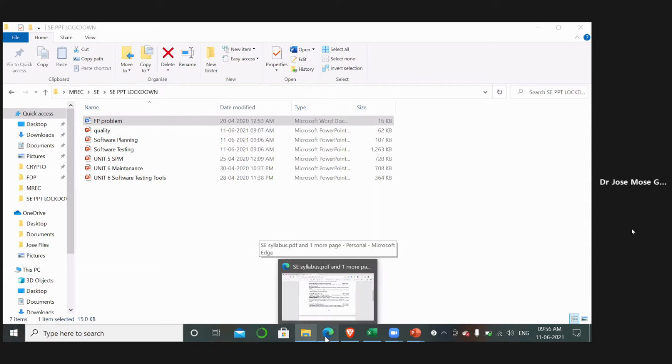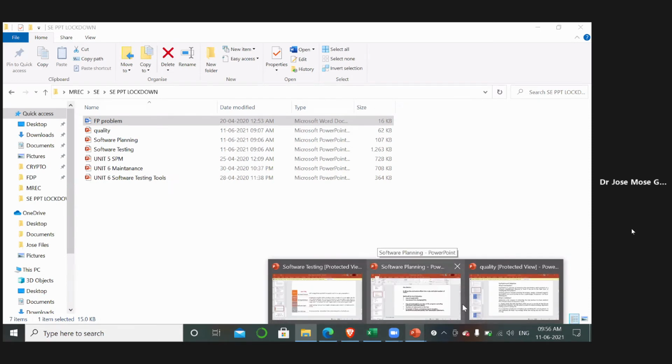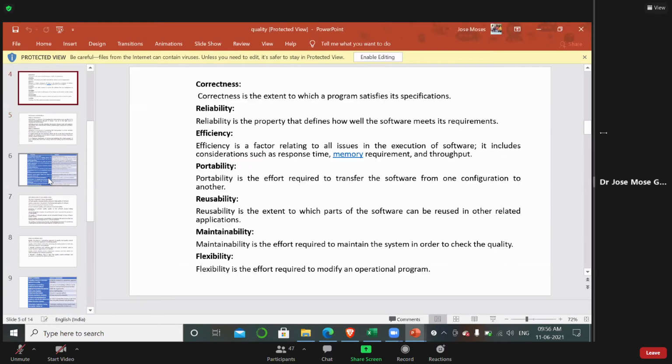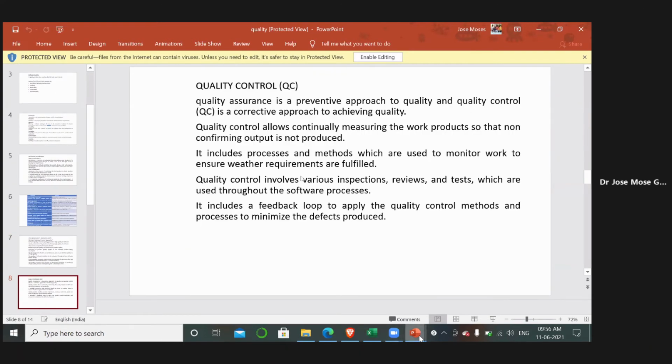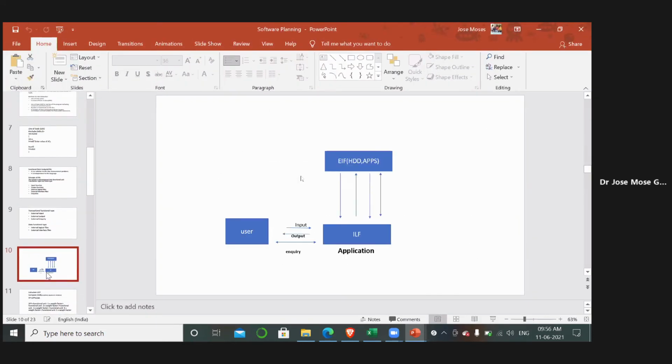We will discuss one more problem with reference to FP analysis, which is there in my PPT. I did not discuss this, I guess. Just a minute. All of you try to solve this problem. This is the basic diagram for FP, function point analysis.